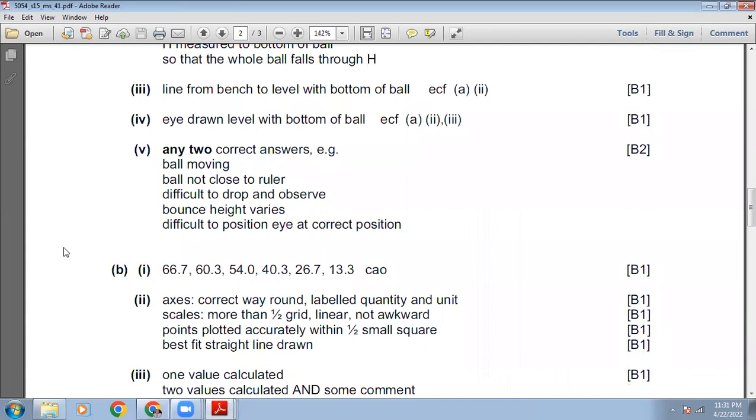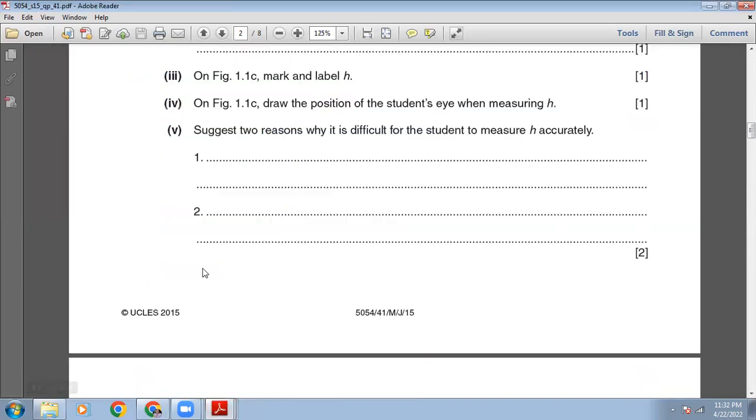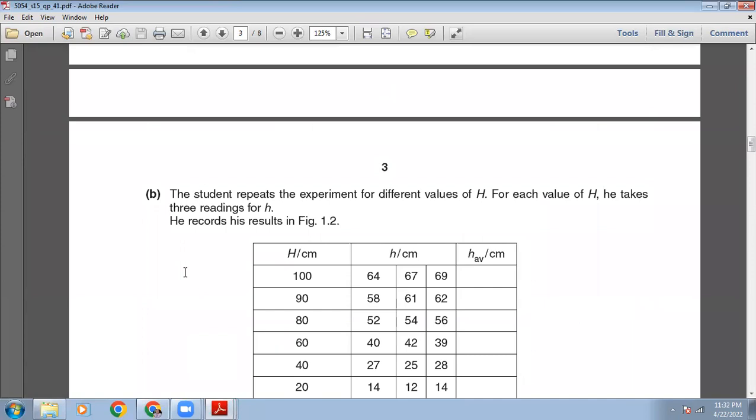It says any two correct answers. For example, ball is moving, ball not close to the ruler, difficult to drop and observe. For one person to do this is difficult, that he drops the ball and he observes the height of the bounce. For a single person, it is difficult to do both the jobs. Also bounce height varies and it is difficult to position the eye at the correct position. Okay. Because you have no idea how high it will go in the bounce.